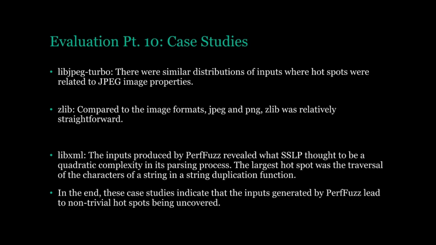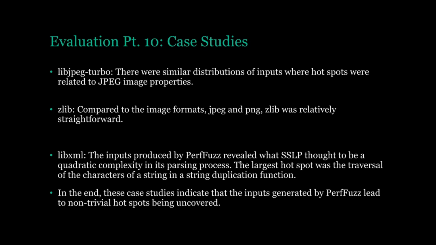For zlib, compared to the image formats JPEG and PNG, zlib was relatively straightforward. Zlib actually has a very well-done program in terms of spreading its workload out, as there are a lot fewer hotspots in the code. However, PerfFuzz did find one input that really worked zlib. It was an input that had a compression factor of nearly 126 times the normal execution path of zlib, where the processing led to a rather long execution path with a ton of repeated loops and branches to not very well traveled paths.